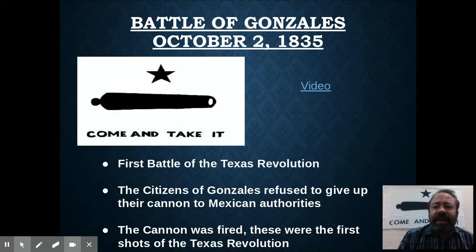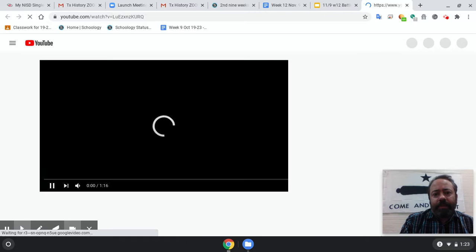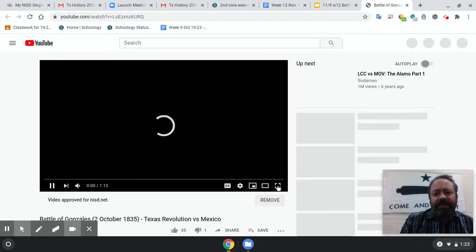Then we get to October 2nd, 1835. We have the Battle of Gonzales, which was the first battle of the Texas Revolution. The citizens of Gonzales refused to give up their cannon to Mexican authorities. The cannon was fired. These were the first shots of the Texas Revolution. And there's a video here that you can watch, if it'll work for me. Just a short 1 minute and 16 seconds, it gives you some context.